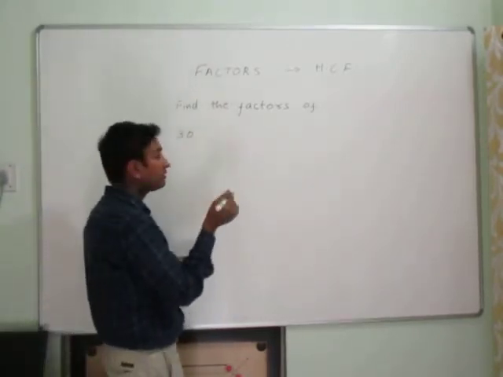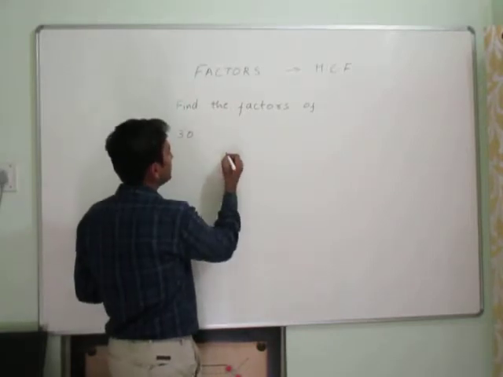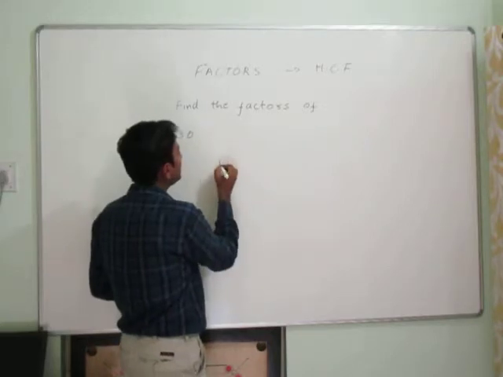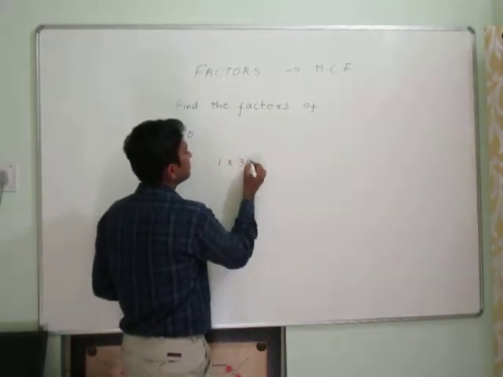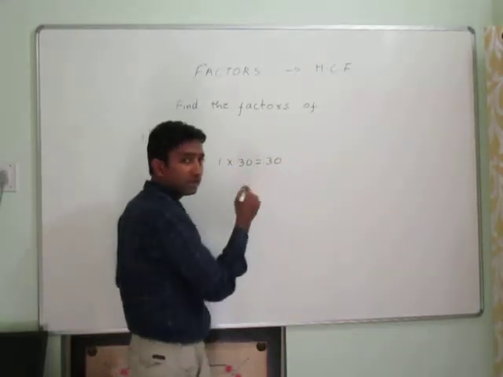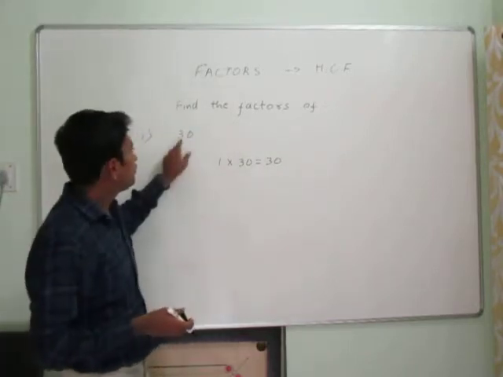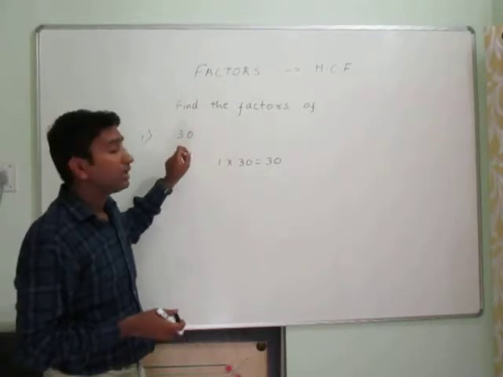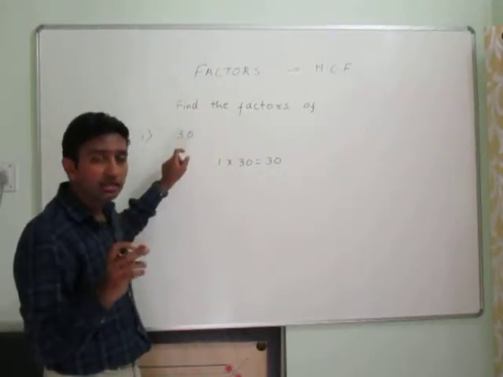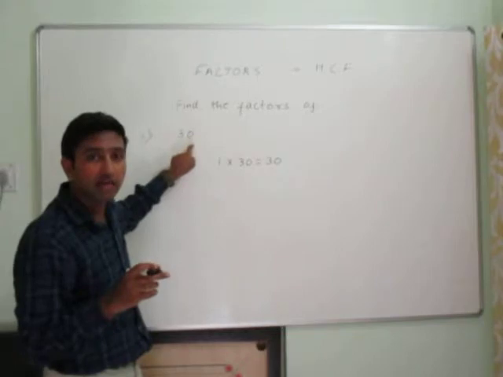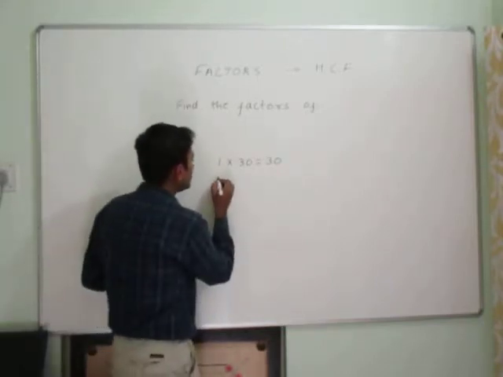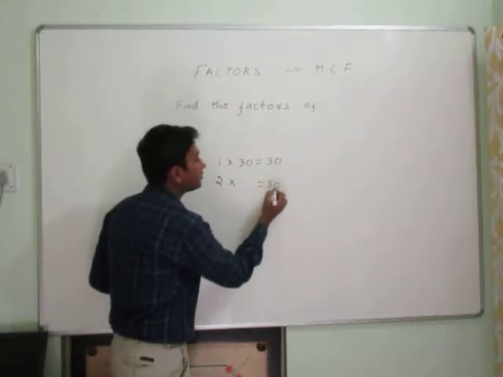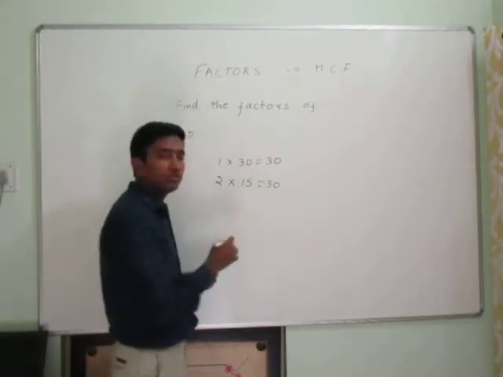So what are the factors of 30? I told you, you can check by the direct division method or multiply and check. So 1 times 30 is 30, very easy. Now, is 30 divisible by 2? Yes or no? Yes. Why? Because 30 is an even number. So therefore it will be divisible by 2. 2 into what gives me 30? 2 into 15 gives me 30.